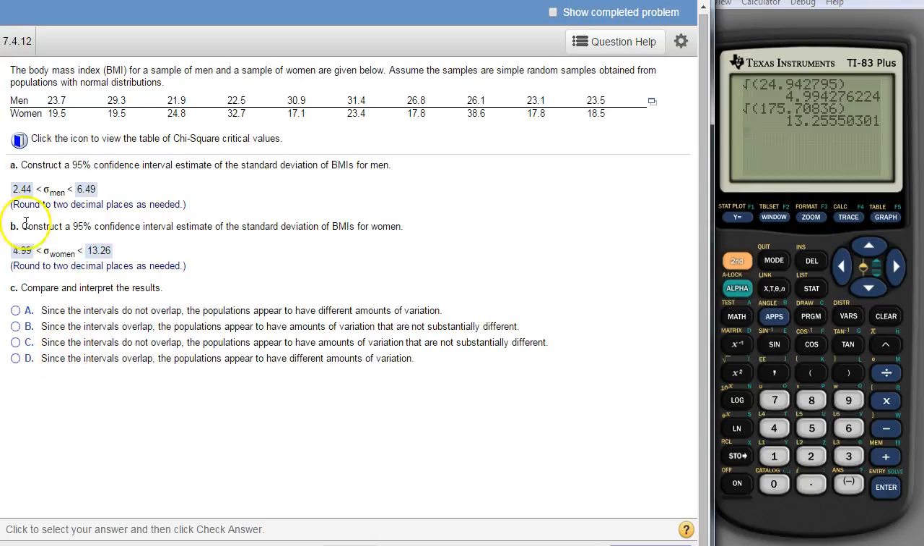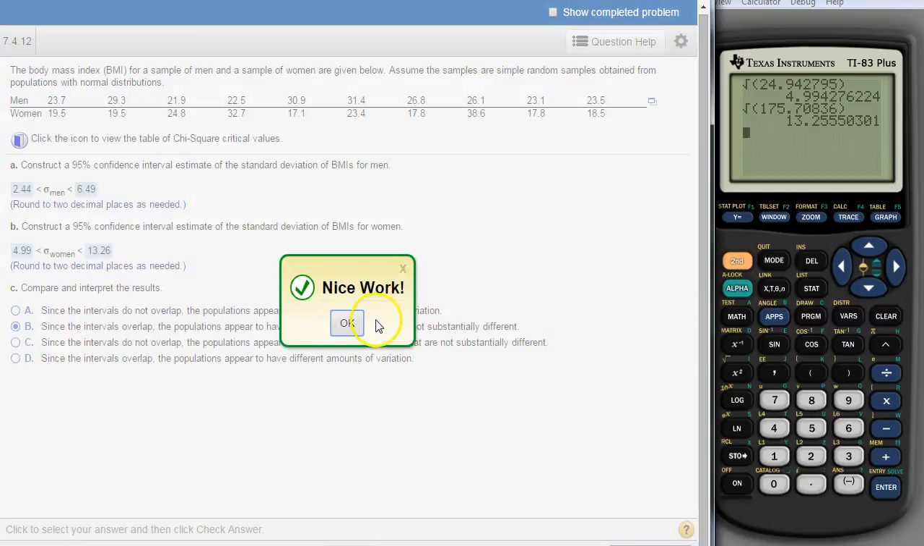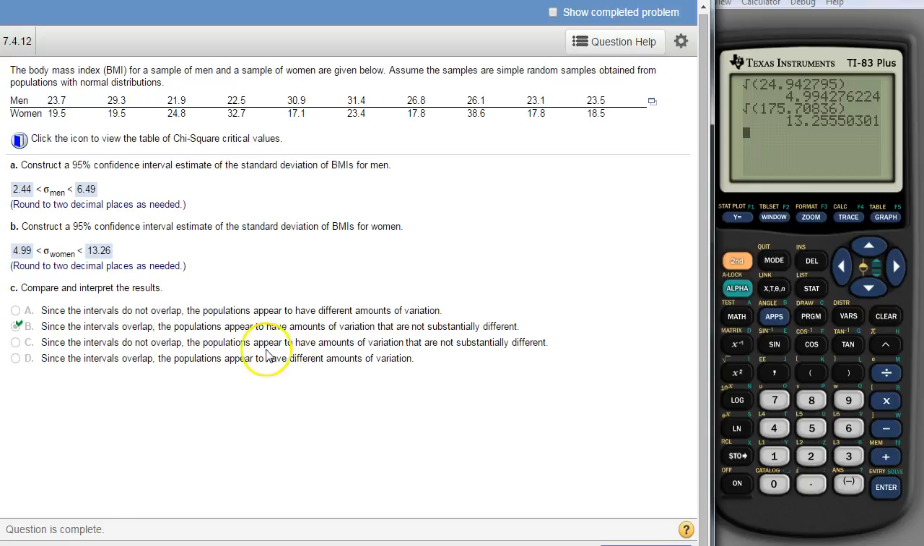Now what you have to understand is because they do overlap, the variations are not substantially different, because we're doing a confidence interval not for the variation, but for the standard deviation. It could be that the standard deviation of these two sets are roughly the same. So it's kind of weeding out the bad answers first. Because they do overlap, I eliminated two immediately. And the reason why D wasn't the answer is it says since the intervals overlap, they appear to have different amounts of variation. They're only different if they don't touch and don't overlap.